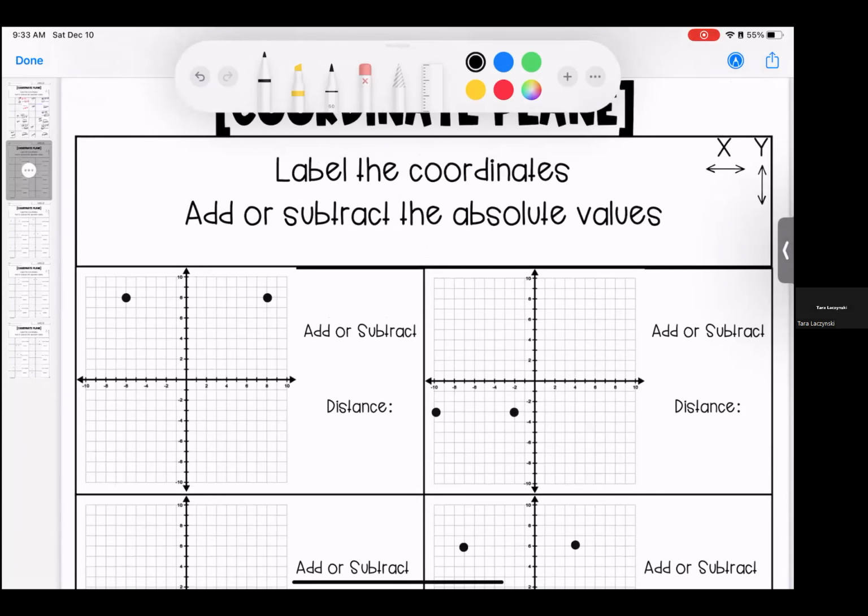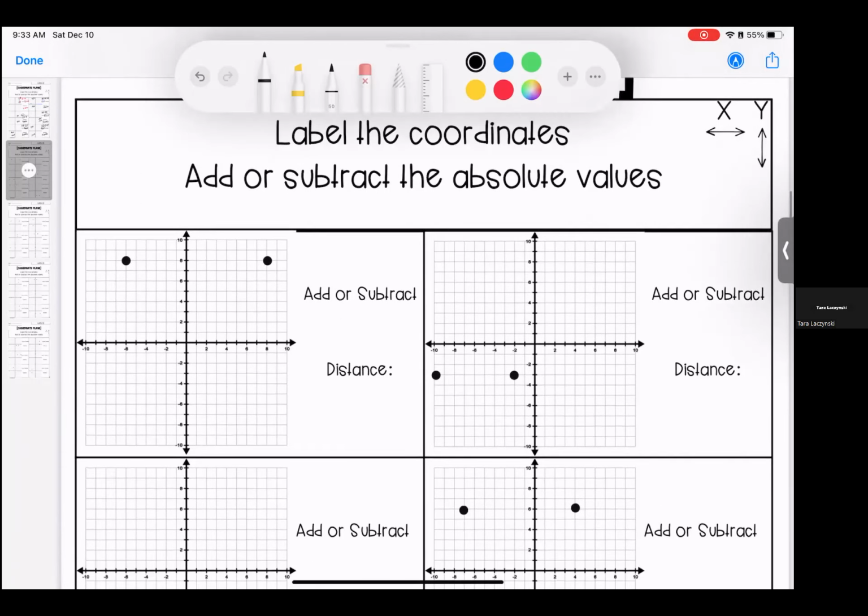All right, Nuggets, on to page number 2, where we are looking at our coordinates to label them, deciding if we should add or subtract their absolute values to determine the distance. Remember, if they are in different quadrants, we are going to add them because we need to figure out how to get from negative to neutral and neutral to positive. And then if they are in the same quadrant, we are going to subtract them.